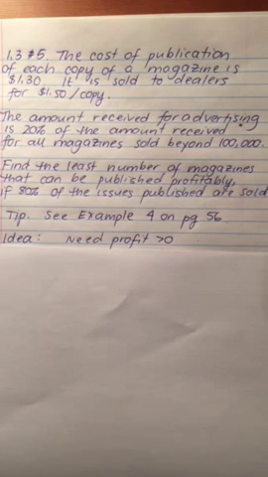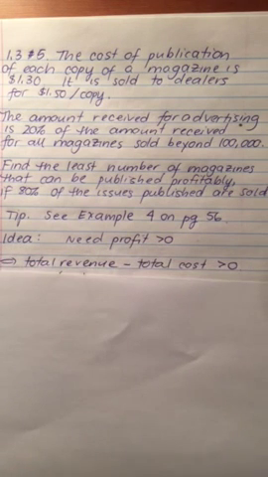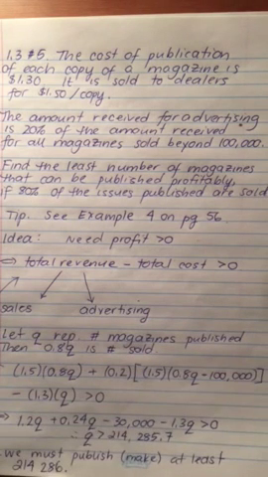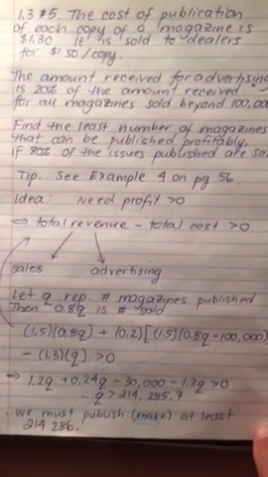So the idea is you need the profit to be greater than 0 in order for you to have profitably published magazines, right? So therefore, we're really saying that the total revenue, or what we make from selling, minus the total cost of making them or publishing them must be positive. So we're just going to try to find expressions for the total revenue and the total cost, subtract that, and then we'll end up getting an equation with actual numbers in it. Very exciting. Okay, so let's take a look here and just go bit by bit.